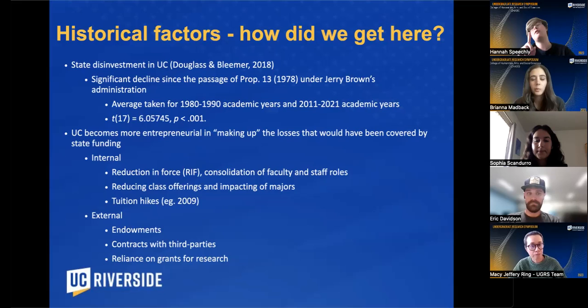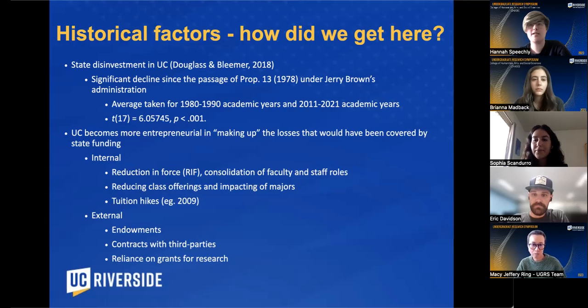So they do that through two means. The first is internal. So that's like reduction in force, consolidation of faculty and staff roles. My advisor, just as an anecdote, in sociology, our advisors are not just for sociology, they're also for anthropology. So they have two groups of students, whereas normally they'd only be working in sociology. Now they're working in sociology and anthropology. So that's an example of reduction in force. Another one is reducing class offerings and impacting of majors. Then you don't have to pay lecturers or adjunct faculty or even full-time faculty for teaching more classes if you don't offer those classes in the first place.